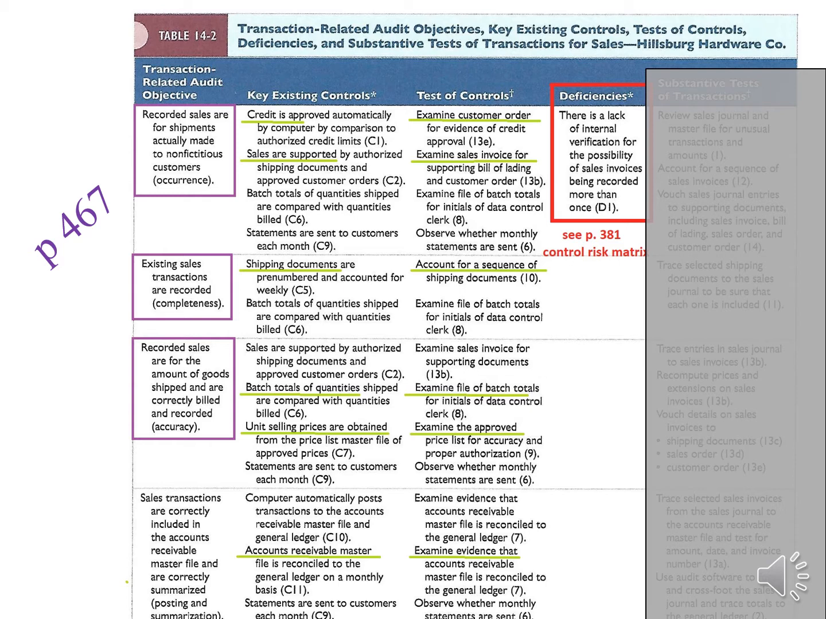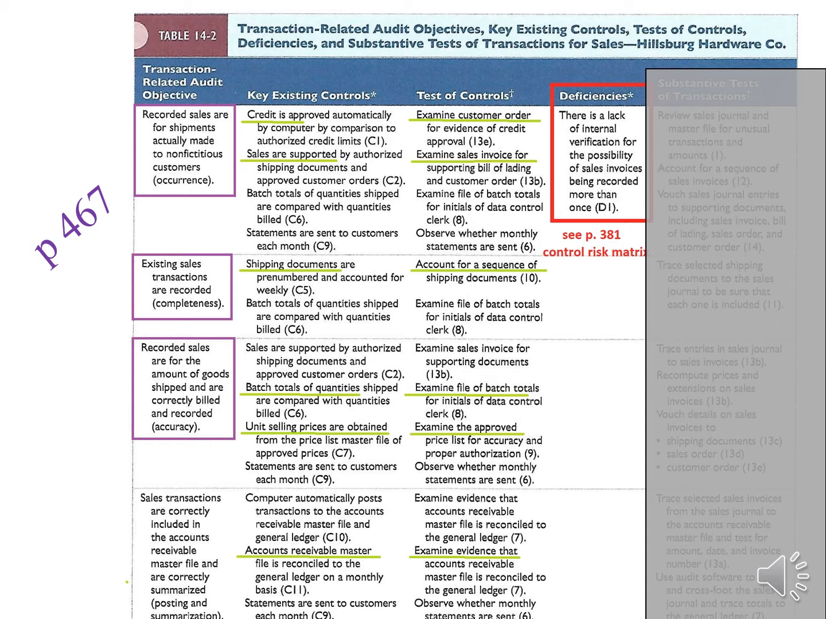Completeness, shipping documents are pre-numbered and accounted for weekly. So we're going to pick a couple weeks and test their accounting for the sequence of shipping documents. Do they actually do it? Accuracy. Batch quantities are compared with the quantities billed. So we're going to take a period of time and examine the batch totals and make sure they agree with the quantities that were actually shipped and billed.